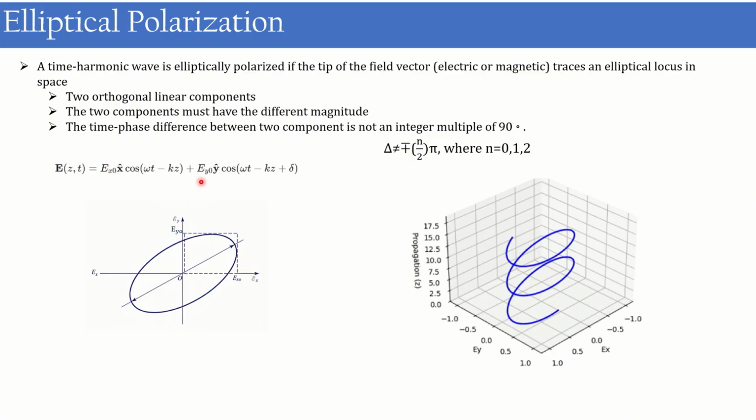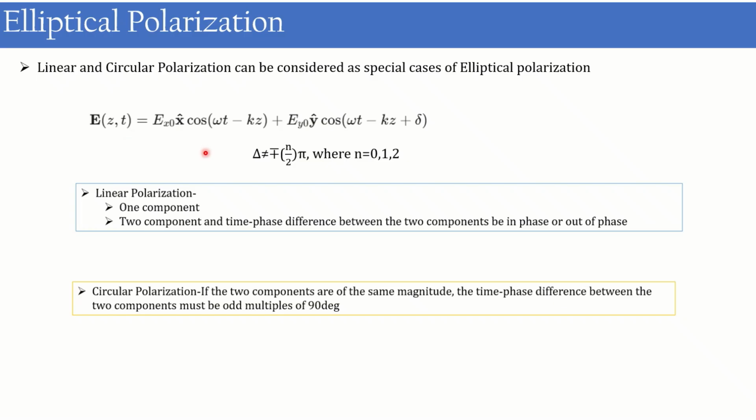That means it should have two orthogonal components, and these must have different magnitudes, and the time phase difference between these two components is not an integer multiple of 90 degrees. So these are the conditions to obtain elliptical polarization. We saw in our elliptical polarization video that linear polarization and circular polarization can be considered as special cases of elliptical polarization by substituting different conditions for delta and the Ex and Ey components. We will get linear polarization and circular polarization from elliptical polarization.